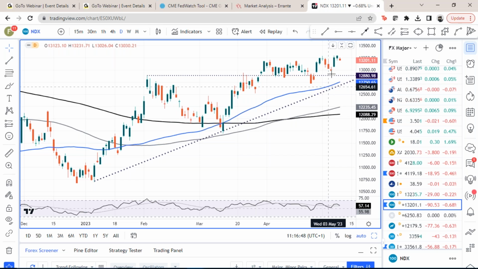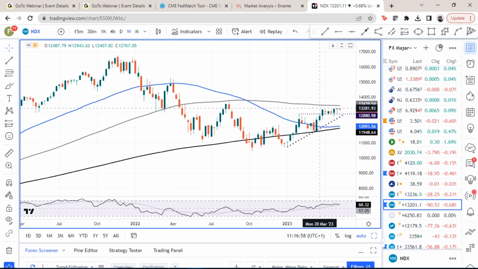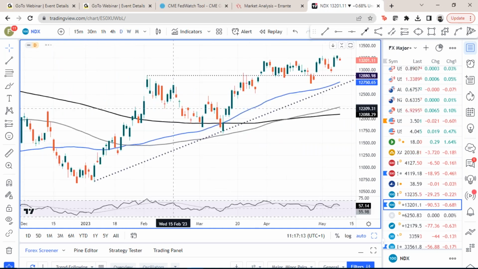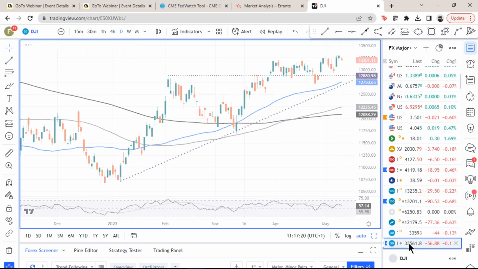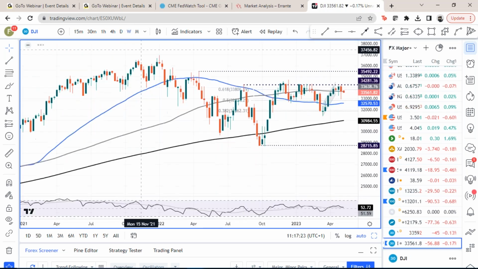So if we can break Monday's high, probably 13,300 or so, then we'll push above and up towards potentially that 100-week moving average. That's at 13,439. You can see the grey line there, and then up if we can push above, to the mid-August high, 13,720. If we don't, then obviously we've got that support line at 12,880. That's the NASDAQ 100.